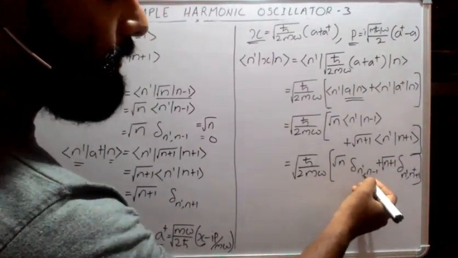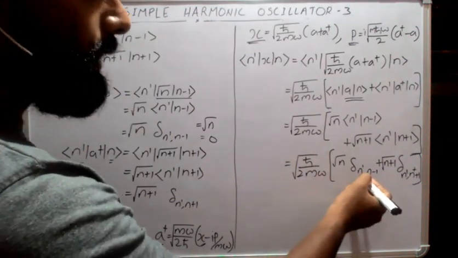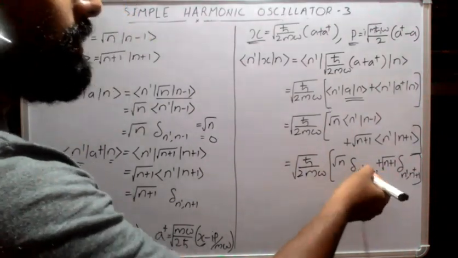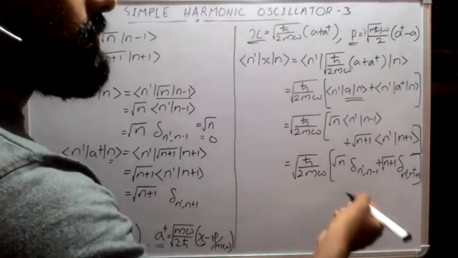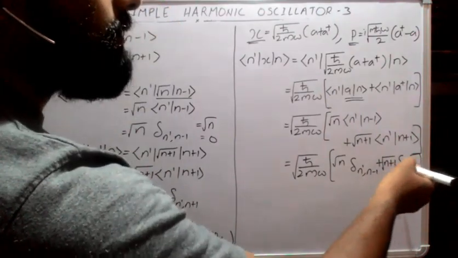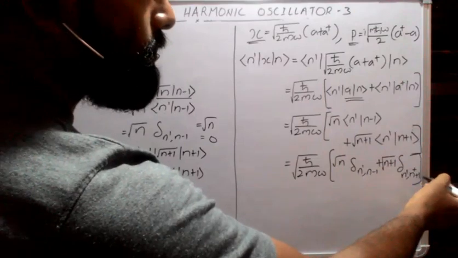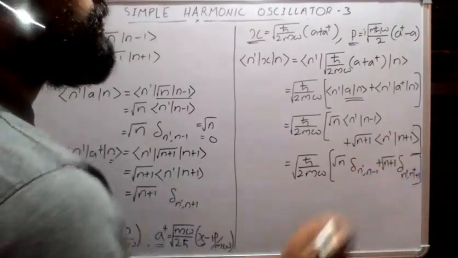That means if n dash equals n minus 1, this will become under root n, or if n dash is not equal to n minus 1, this term will become 0. And here also it's like that: if n dash equals n plus 1, this term will be under root n plus 1, and if n dash is not equal to n plus 1, this term is equal to 0.